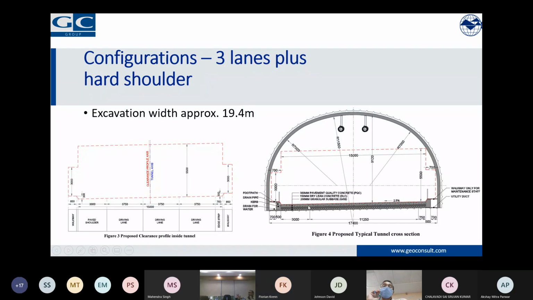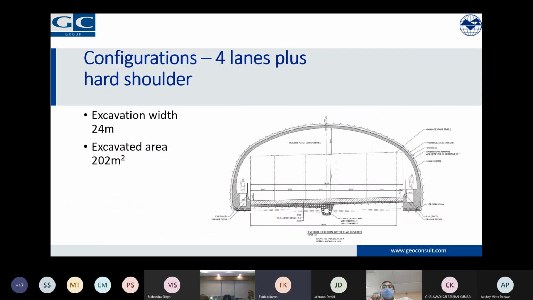So we are talking about a larger cross section with 19.4 meters excavation width. And if we have it really large, I think that's the largest currently being constructed and planned in India. That's 4 lanes plus hard shoulder, which is then 202 square meters of excavation area. So this all is road tunnels. And looking at that, it also means that a road tunnel is not a road tunnel, because such a cross-section of 4 lanes will have different design aspects and boundary conditions than a cross-section with 2 lanes.